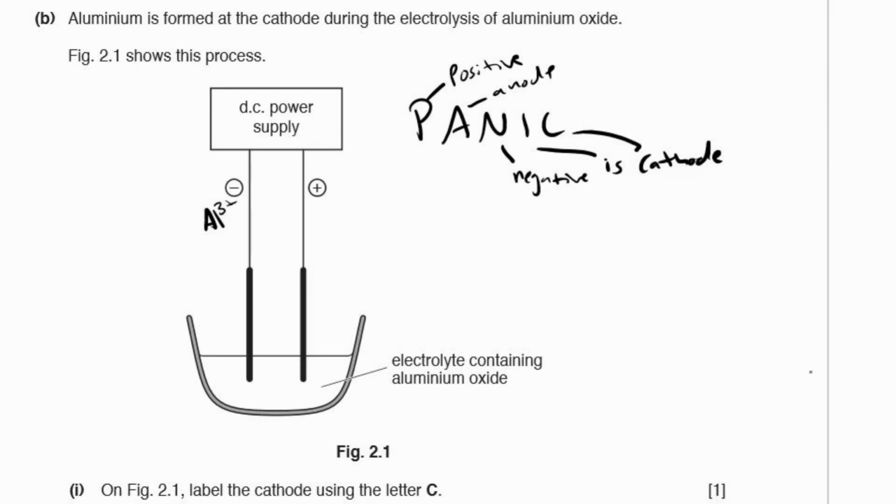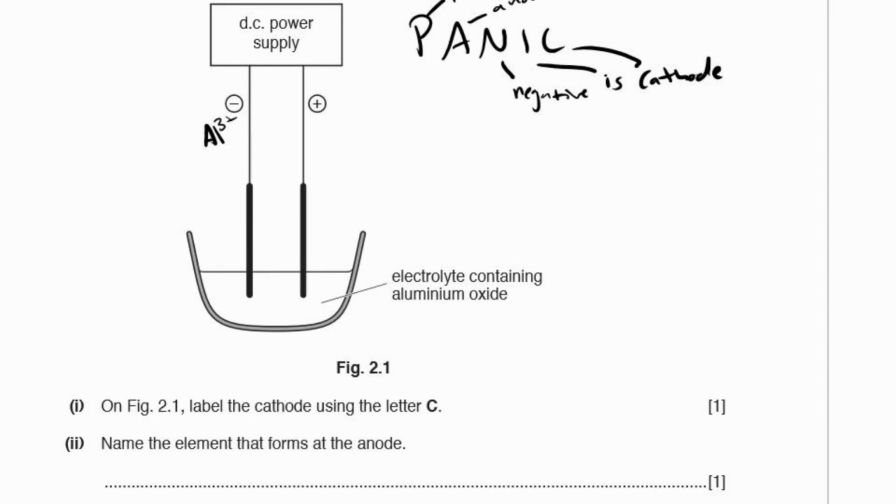Okay, let's see what it says. On figure 2.1, label the cathode using the letter C. Well, C. That is the cathode. You know, it's the negative part and it's the bigger bit at the end. It's not the wires going towards it.